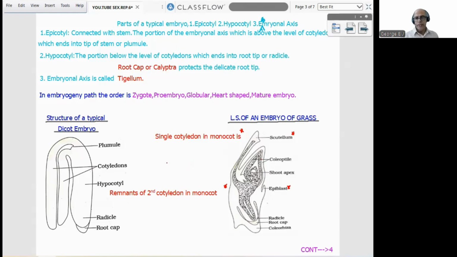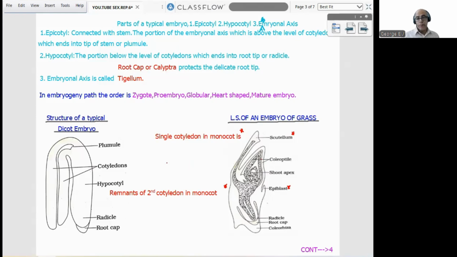NEET exam, labeling question, to draw questions. In a monocot embryo, when we check, we can find a total of 4 stars marked there. One is scutellum. What is scutellum? The single cotyledon in monocots is called scutellum.